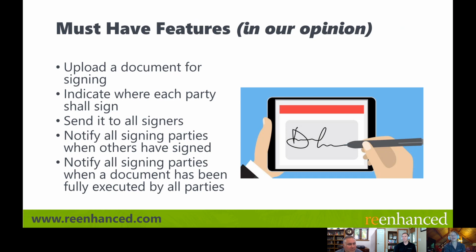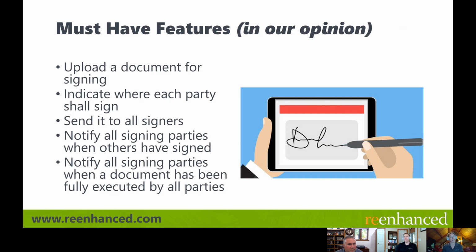Yeah. So in our opinion, some of the must-have features for a really good document signing connector would be, one, you'd want to upload a document for signing. That would be nice to be automated. Number two, it sounds like all of them would have this, but they don't: indicate where each party should sign. If you have a document, that should be something that's automated and available to you within the connector. The ability to send it to all signers.